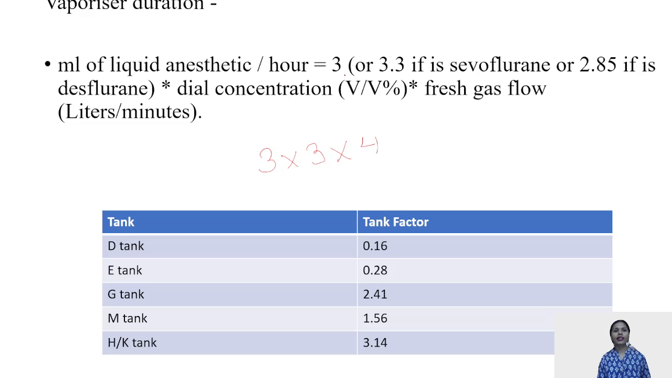Okay, this is like 3 into your dial concentration in percentage into your fresh gas flow in liters per minute, which will give you ml of liquid anesthetic per hour that will be used. This is just the revision of the tank factors that we had done before. Please remember this very numerical. ml of liquid anesthetic that is being used per hour is nothing but 3 into the dial concentration into your fresh gas flow in liters per minute.